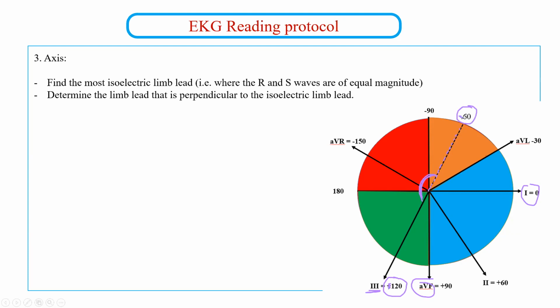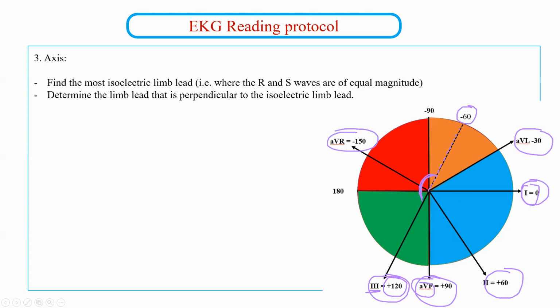So the total angle is 180. Just ignore the signs. If this is 120, you need to add 60 to get 180, because 120 plus 60 is 180. And you inverse the signs. If this is positive, this should be negative. This is very important, guys, because now we will know how to determine the axis because of this. So just memorize these numbers: aVL, lead 1, lead 2, aVF, lead 3, and aVR. And you can extrapolate the other numbers.